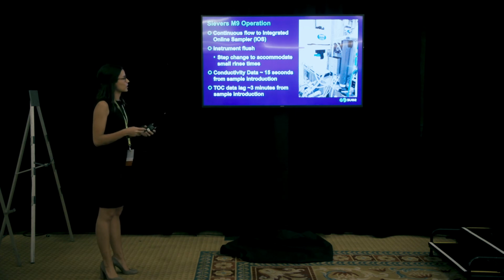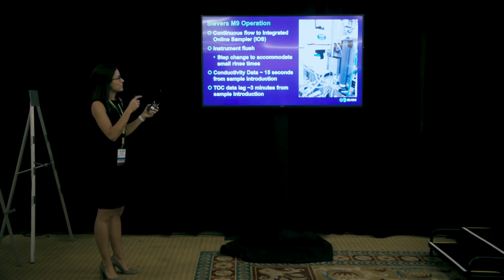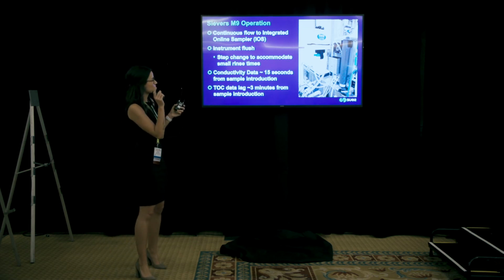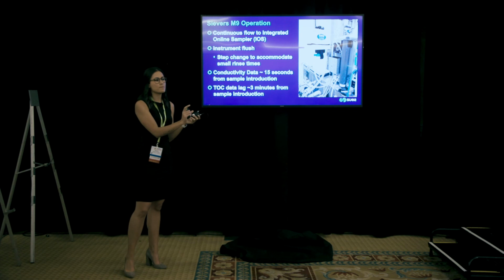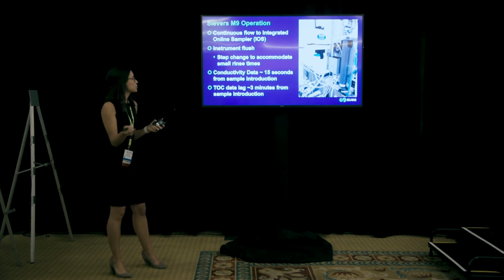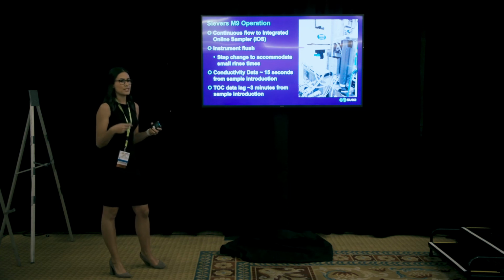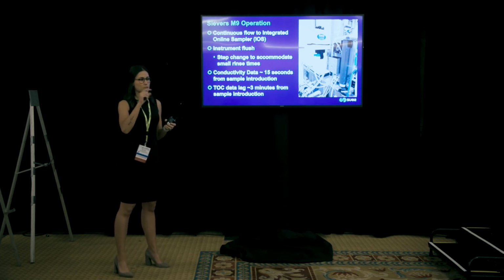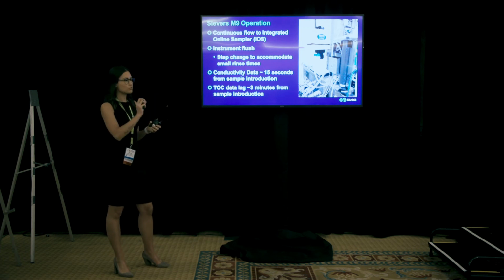So how the instrument works, just a quick overview. You have a continuous flow to the OSI. So there's a 6-minute initialization time that the M9 requires. You call it a flush. But with limited sample time or sample volume, this can kind of be tricky. So we have something called a step change, and that's when the automated valve becomes super critical.